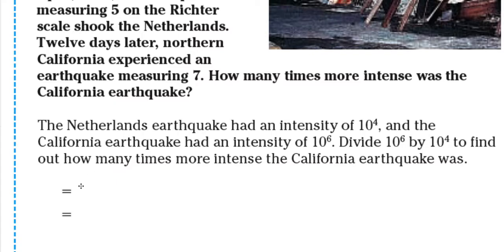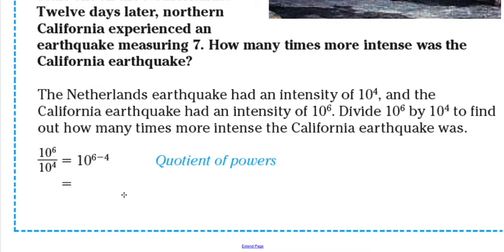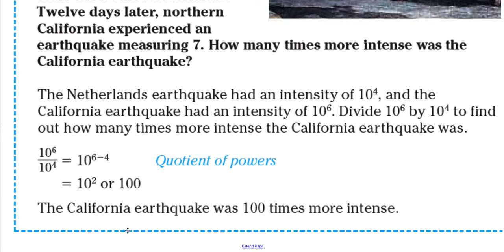So it becomes 10 to the 6th over 10 to the 4th. And since the bases are the same, we simply subtract. And according to the quotient of powers, it'll be 10 to the 2nd, or 100. The California earthquake was 100 times more intense. Okay, that's the end of the lesson.